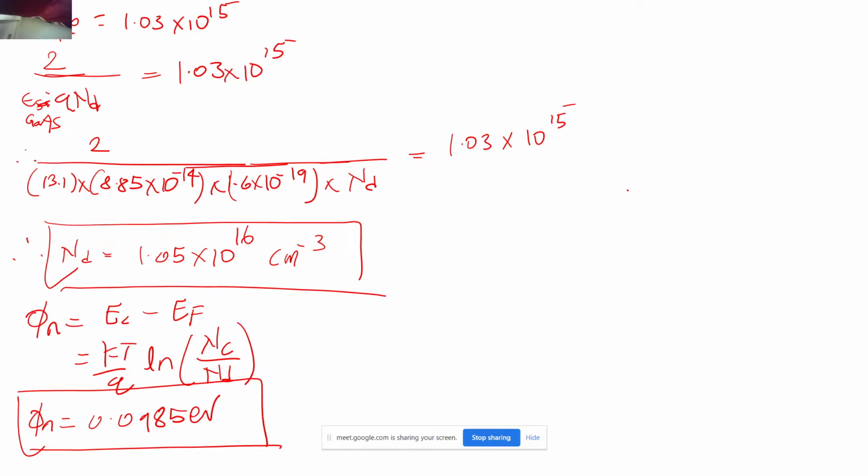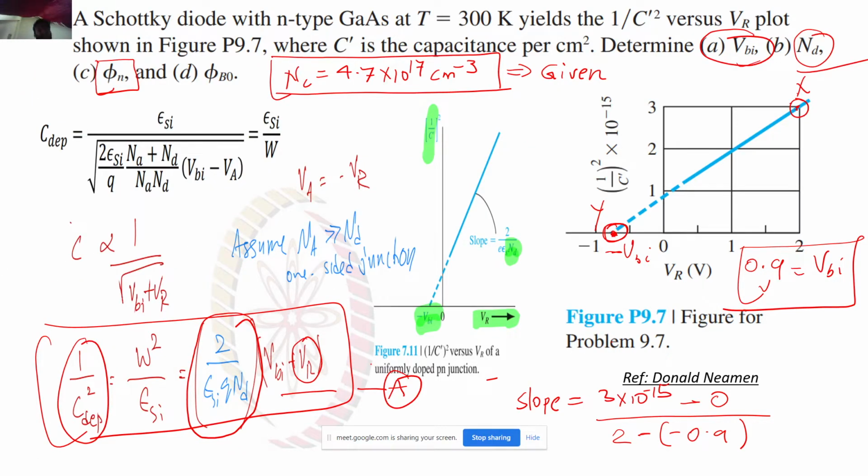Correct? And now they have asked me to calculate the Schottky barrier. Now how can I calculate the Schottky barrier? Guys, I again need help from you. We'll wrap it up very quickly. This is the last question. How can I calculate the Schottky barrier? Which formula do I have to use?